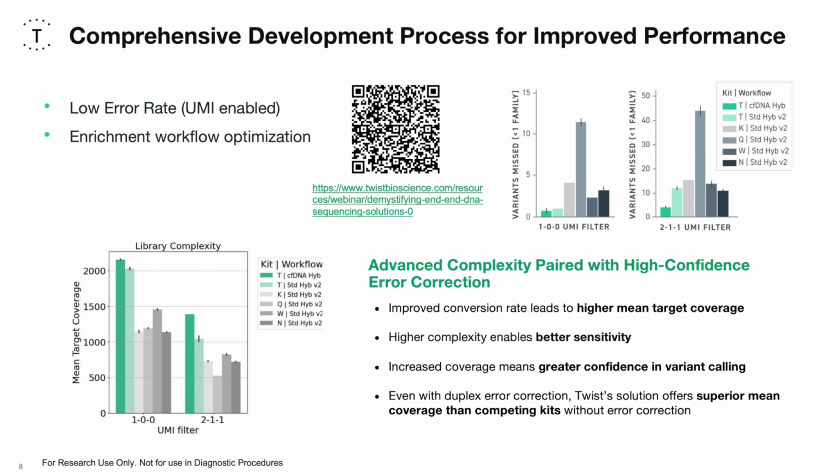Our improved conversion rate leads to higher mean target coverage and advanced library complexity. This higher complexity, even with duplex error correction, provides superior mean coverage compared to competing kits without error correction. Ultimately, this means better sensitivity and greater confidence in your variant calling, reducing false negatives and allowing you to find those critical rare variants.